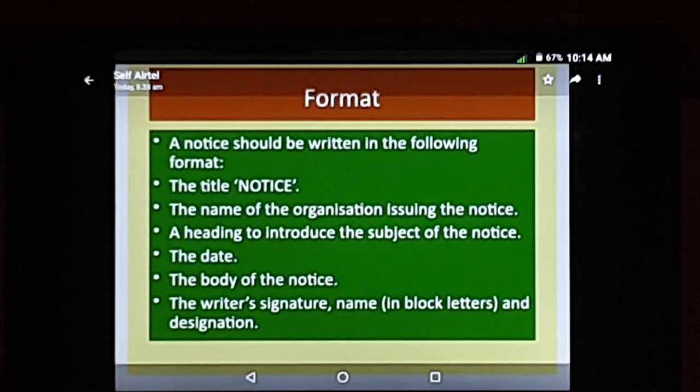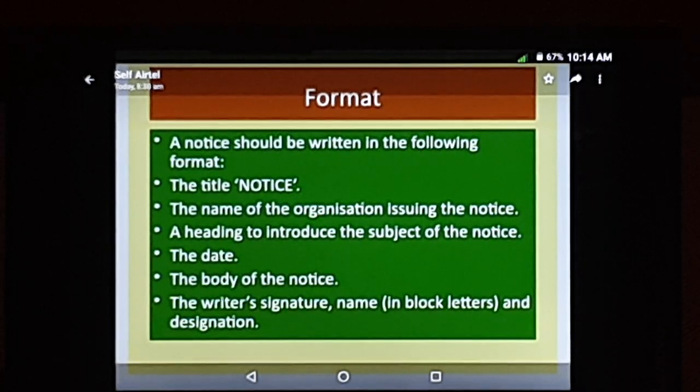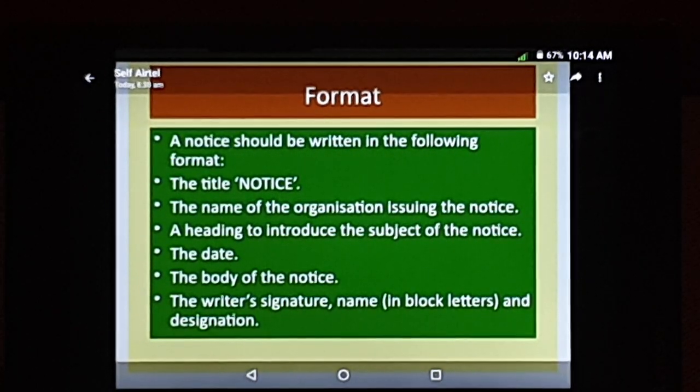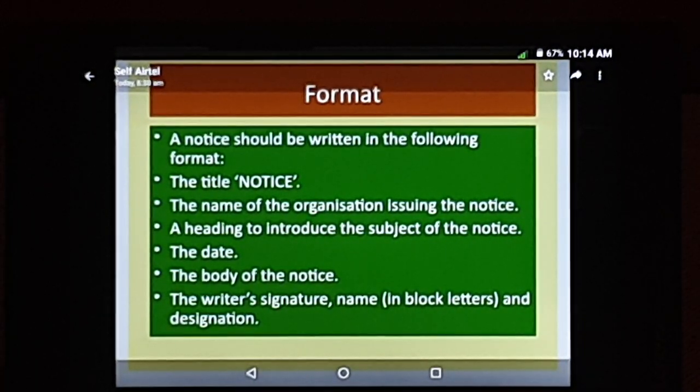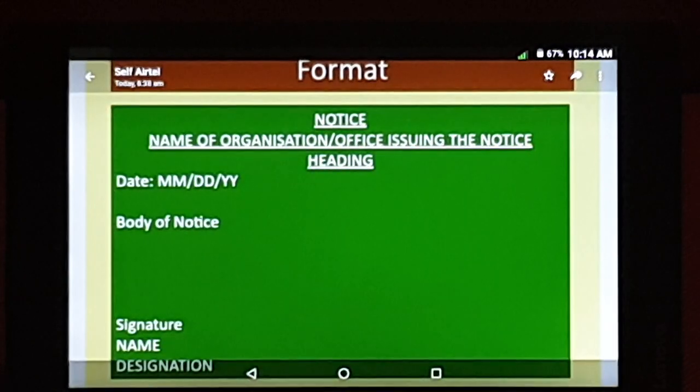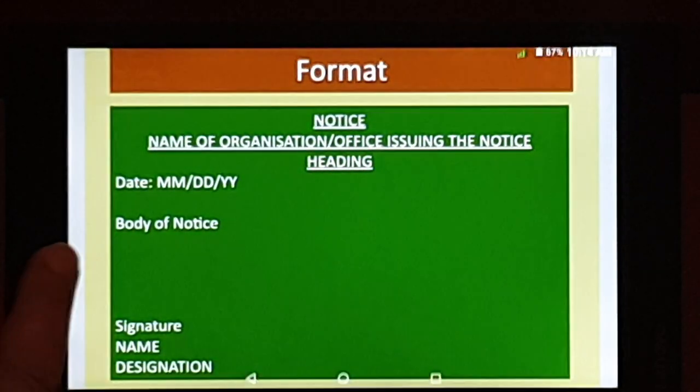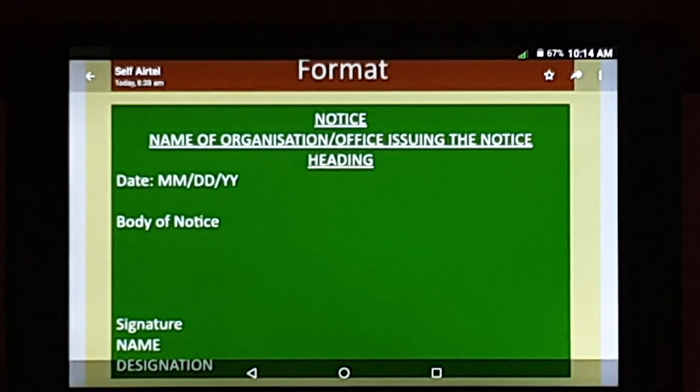And then the writer's signature, the issuing authority who issues the notice, the signature is there. After that, the name of that authority in block letters again. And last of all, it is the designation, the rank of that person issuing the notice. So this is one way of writing a notice.